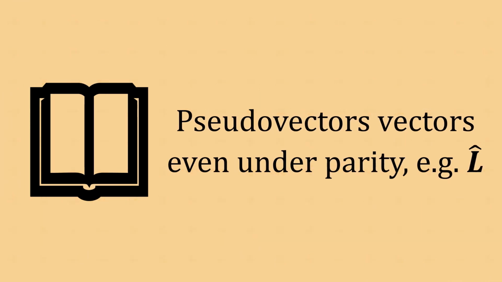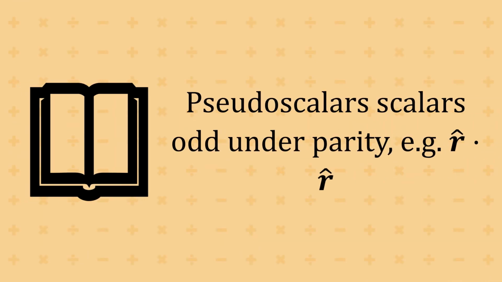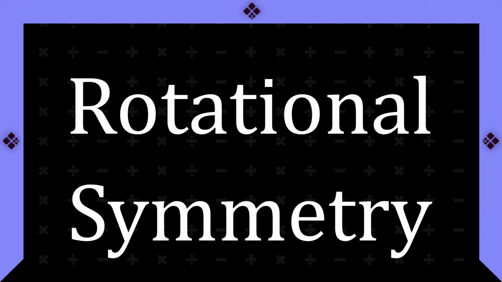Now, let's discuss pseudovectors and pseudoscalars. Pseudovectors are vectors which are even under parity. For example, the angular momentum operator. Pseudoscalars are scalars which are odd under parity. For example, r hat or r hat.